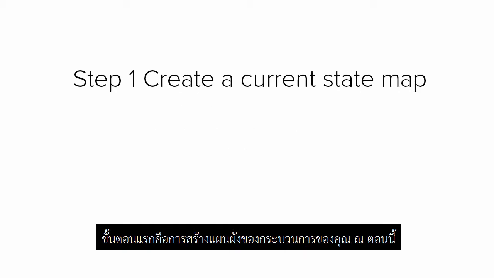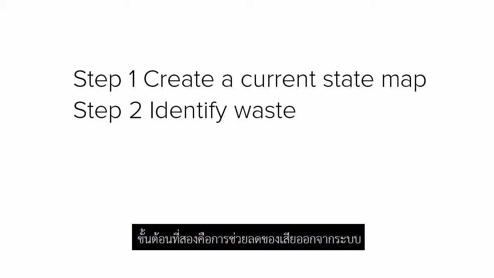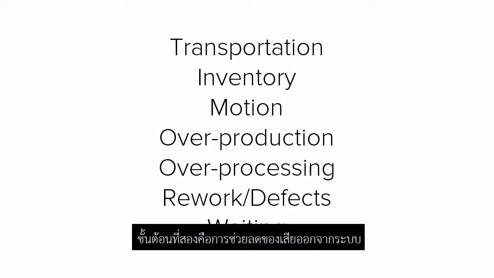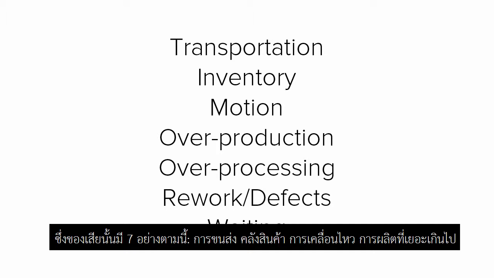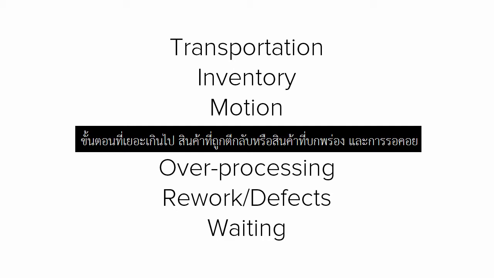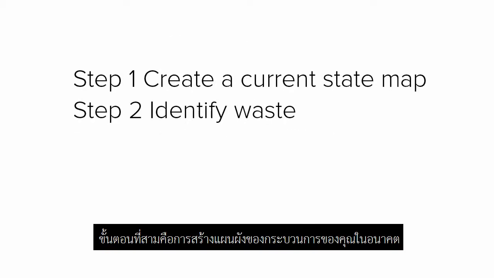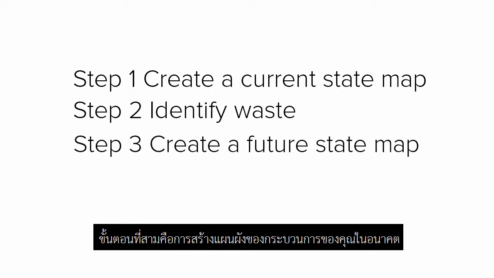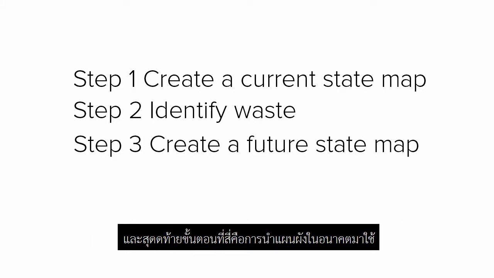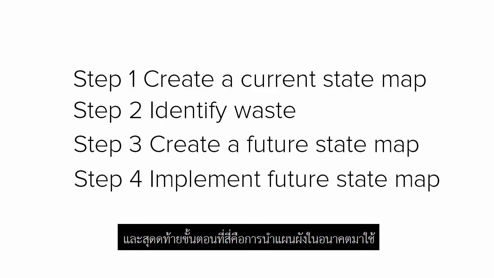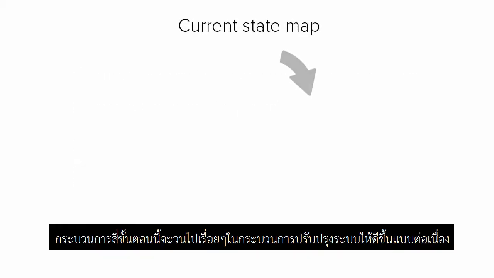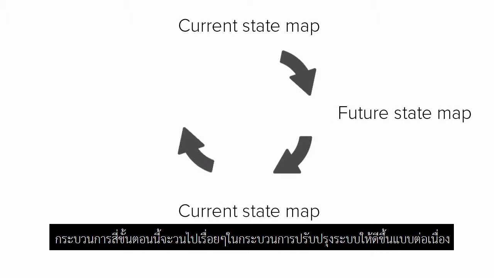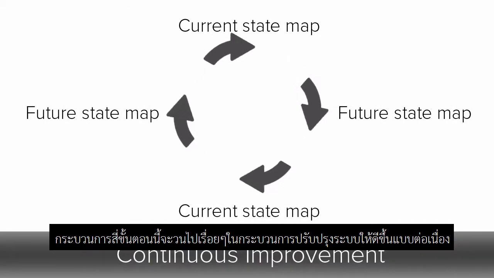First, you create a current state map of your process as it is today. This helps you to identify, reduce, or eliminate any of these 7 wastes. Addressing the waste in your process helps you create an improved future state map. Finally, as you implement your future state map, it becomes your current state map, and the process starts all over again as you cycle through your continuous improvement efforts.